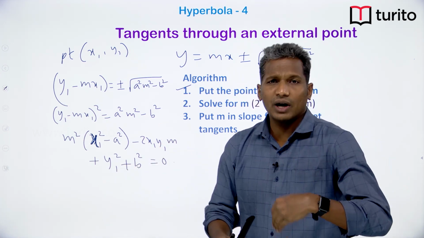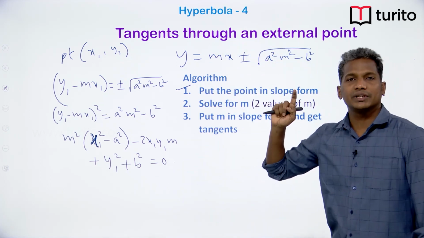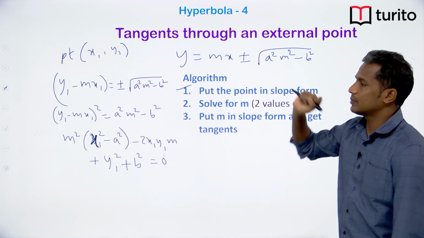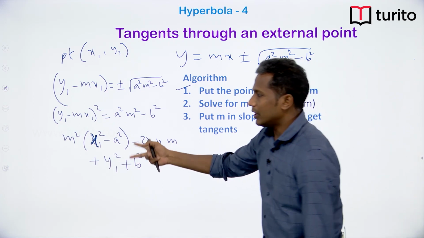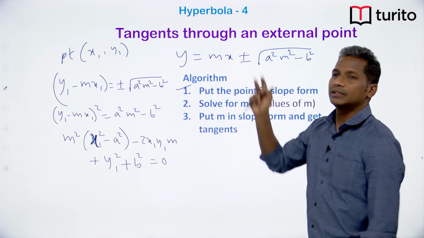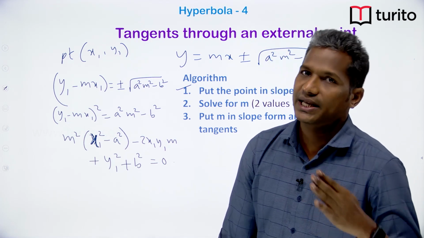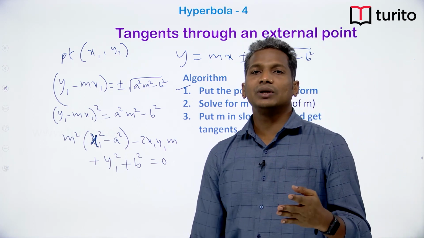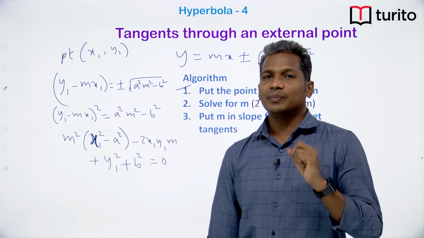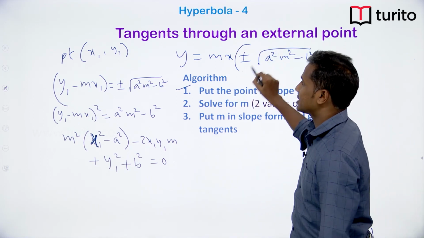Now, after I get the values of m, if I substitute the values back in this equation, there is a confusion of plus minus sign. There are already two values of m here. If I put those two values here, I may get 4 tangents, but through any external point we can get only 2 tangents. So, that means where is the mistake? The mistake is with the plus minus sign.